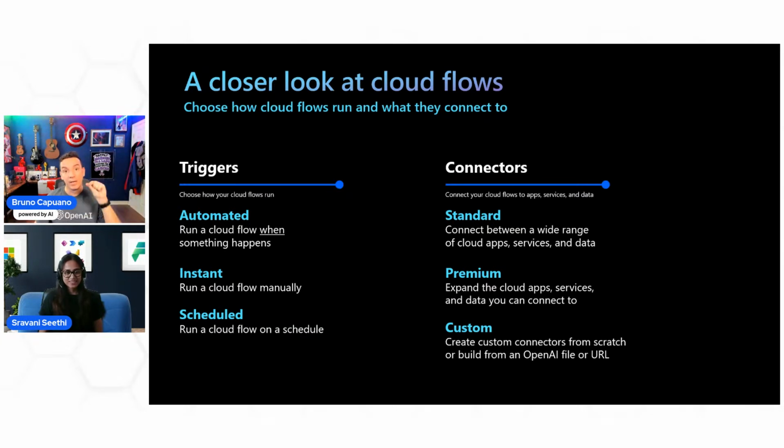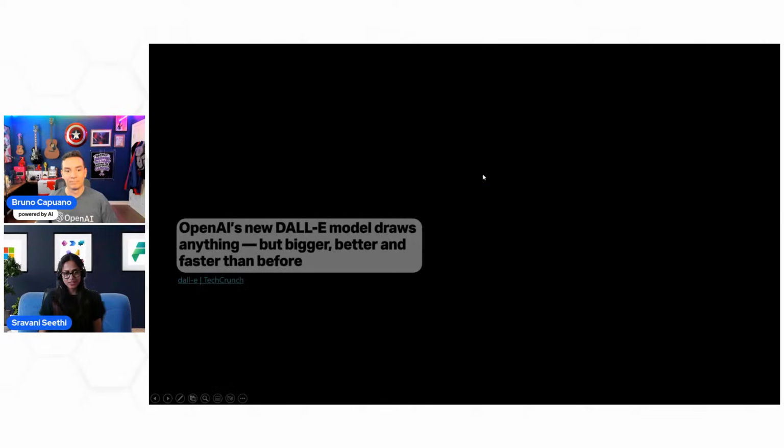We're going to show later how you can connect and use OpenAI models in Power Automate. Absolutely. So we have the standard and premium connectors based on the license requirement, and the custom connectors are anything that you need to build on top of these 900 or so connectors that are available. But yeah, let's get into today's topic. Bruno, I'll pass it over to you to speak about OpenAI.